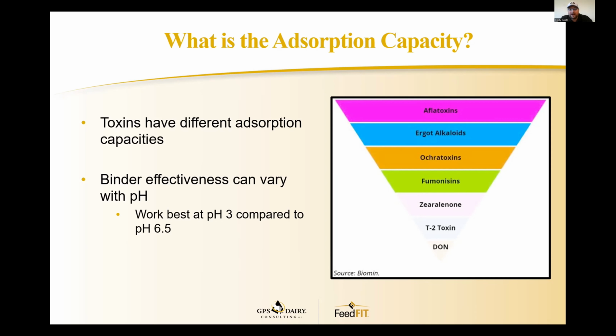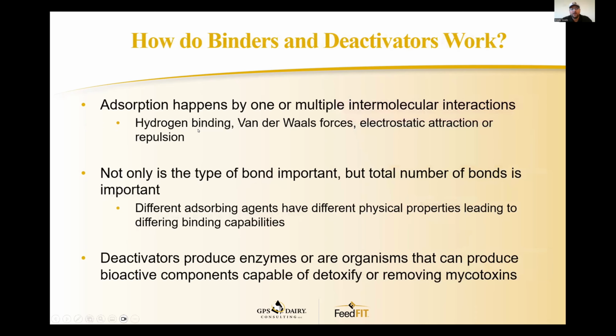You know, we really want to try to detoxify those, and most of them work best at the pH of 3 in the abomasum, but the mycotoxins can really have a major effect in the small intestine. So making sure that we're having some reactivity and some capacity there at the pH of 6.5. So how do these binders or deactivators work?